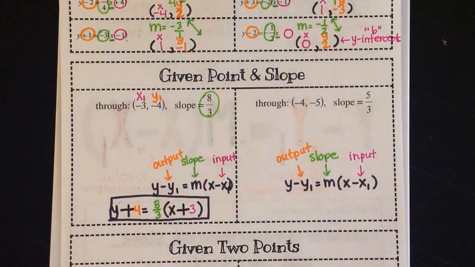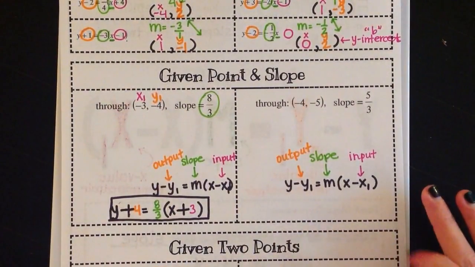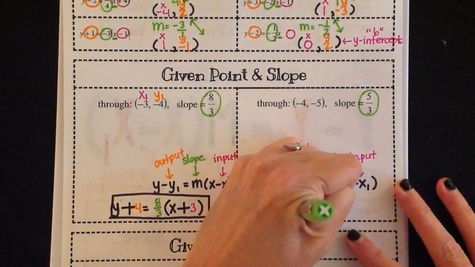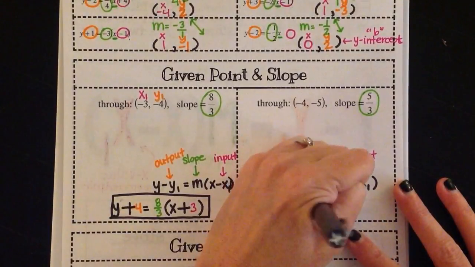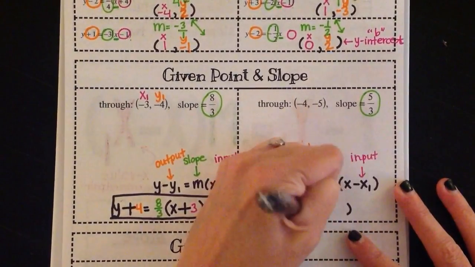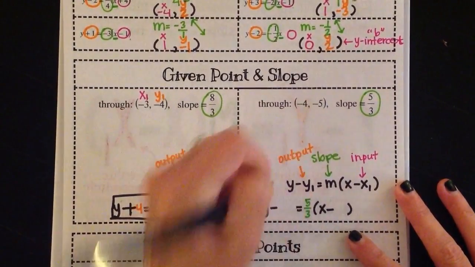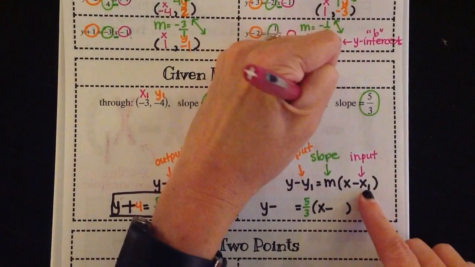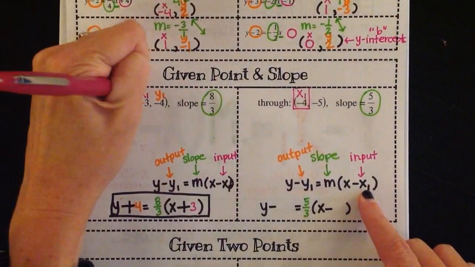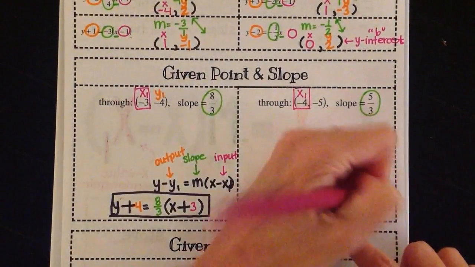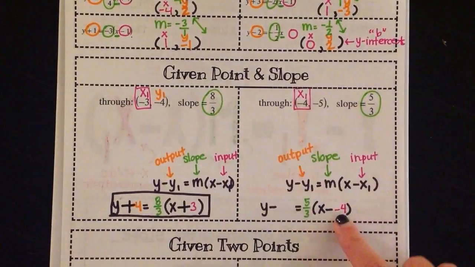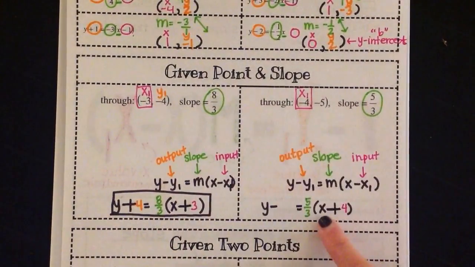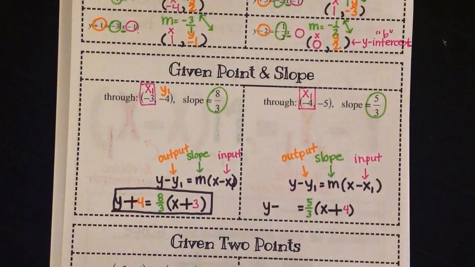All right, so we're going to now start plugging in. So I know my slope, it's 5/3. So I'm going to have 5/3. Here, I'm going to go ahead and write my parentheses, x minus, and then I'm going to write y minus, and I'm going to plug in. Okay, next thing I'm looking for is my input value. So it's my x value of my ordered pair, -4. So I'm going to write -4, but when we subtract a negative, that really means it's addition. So it's going to look like x plus 4 in my final answer.